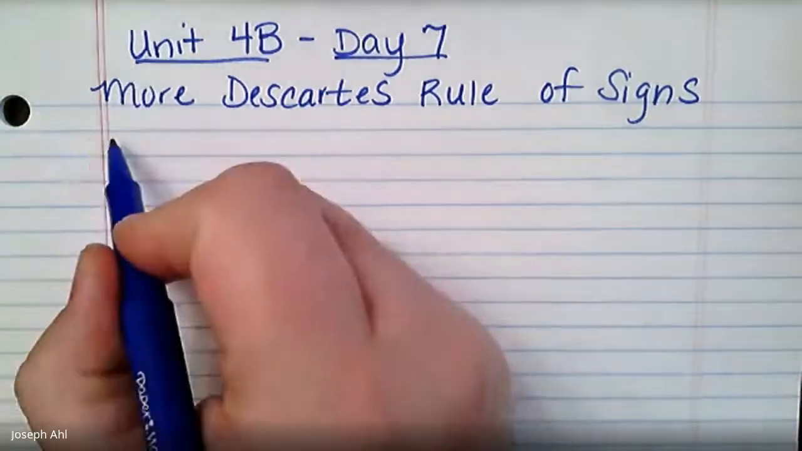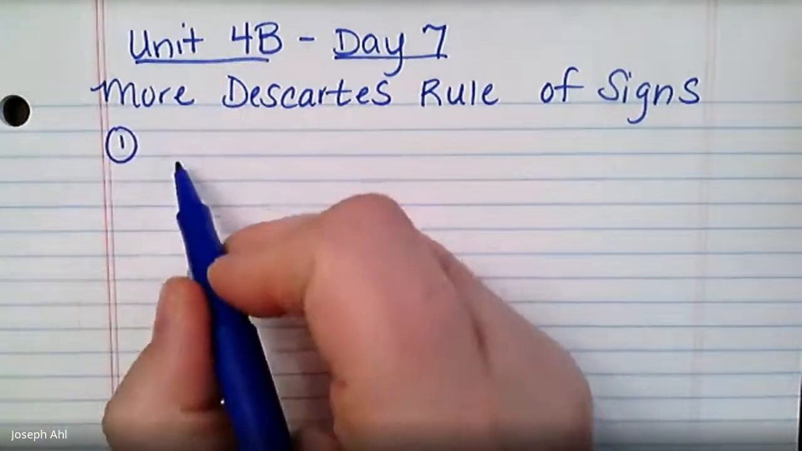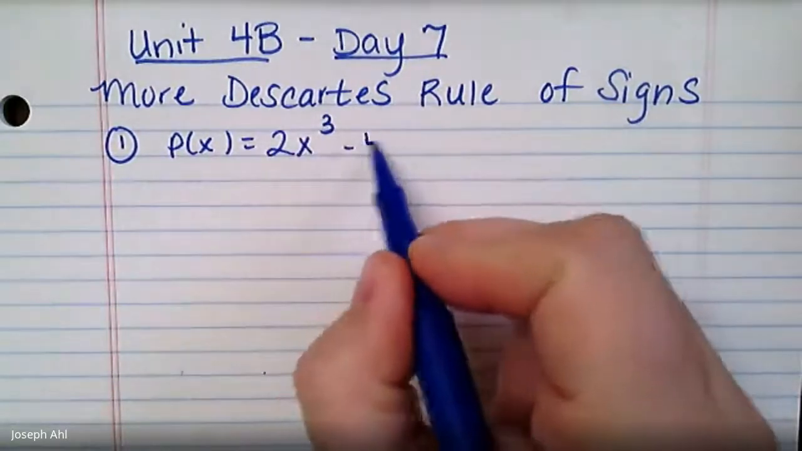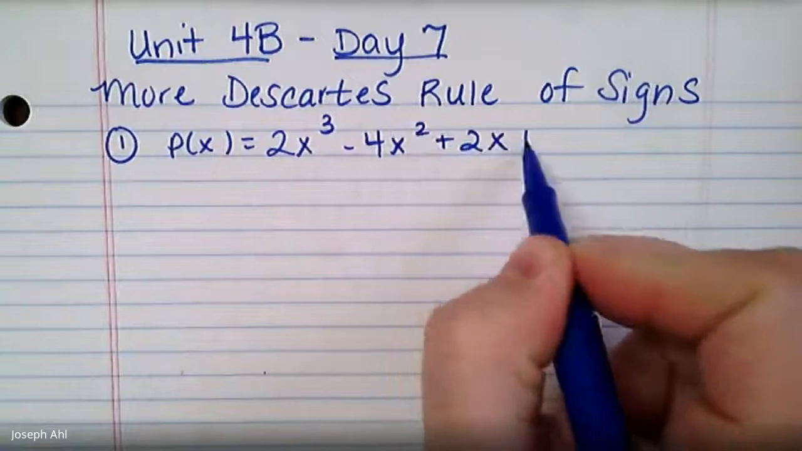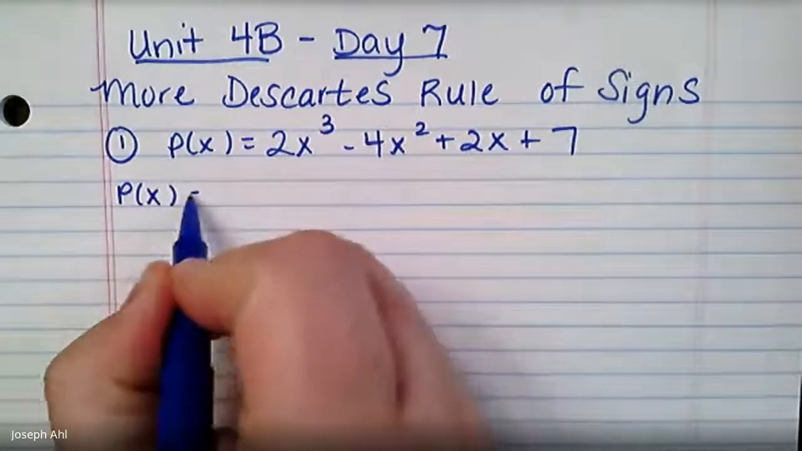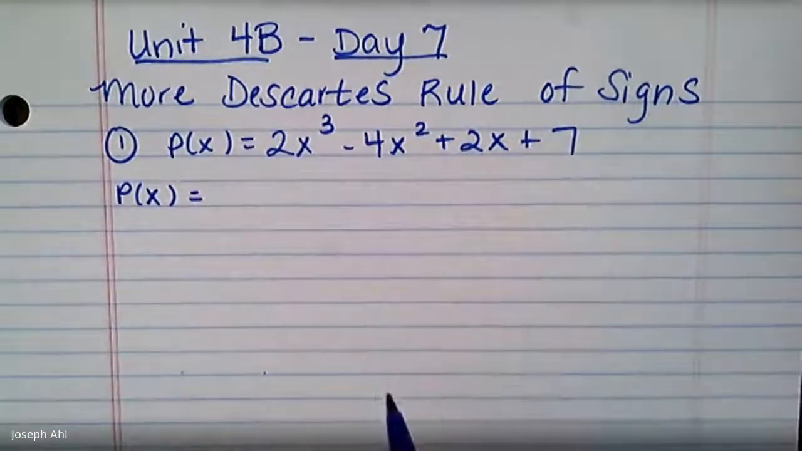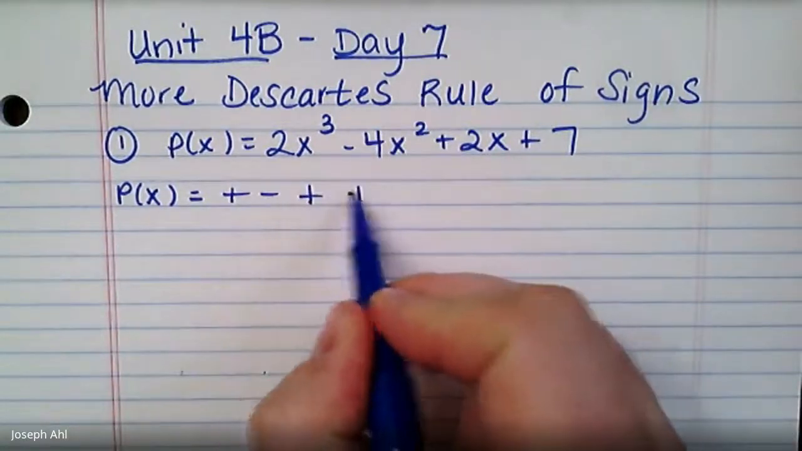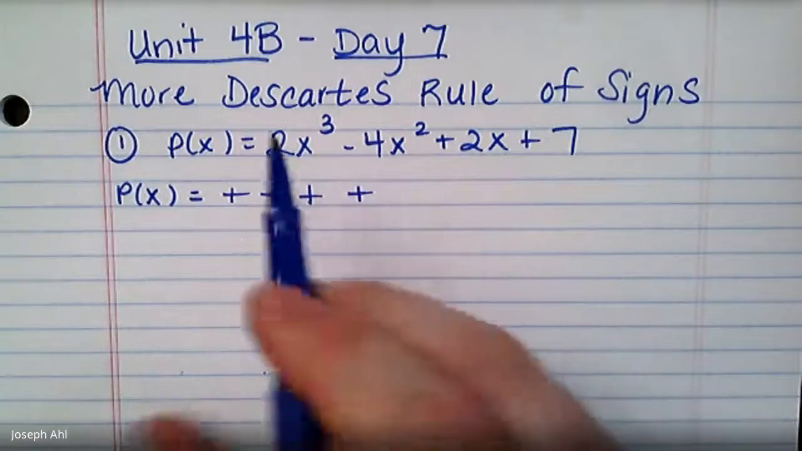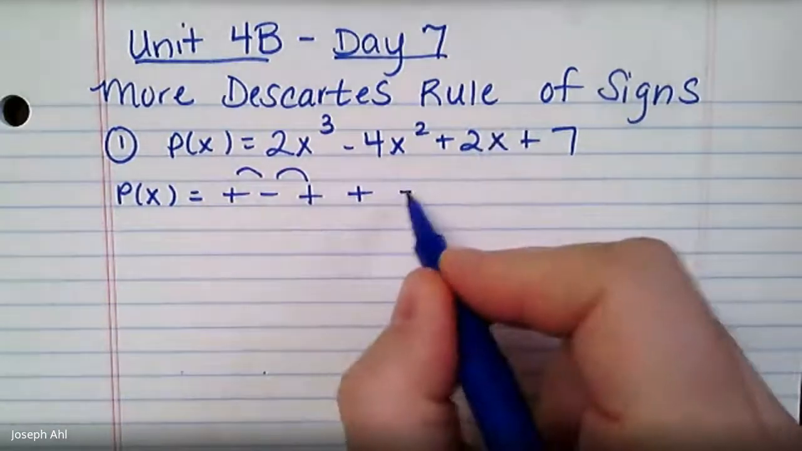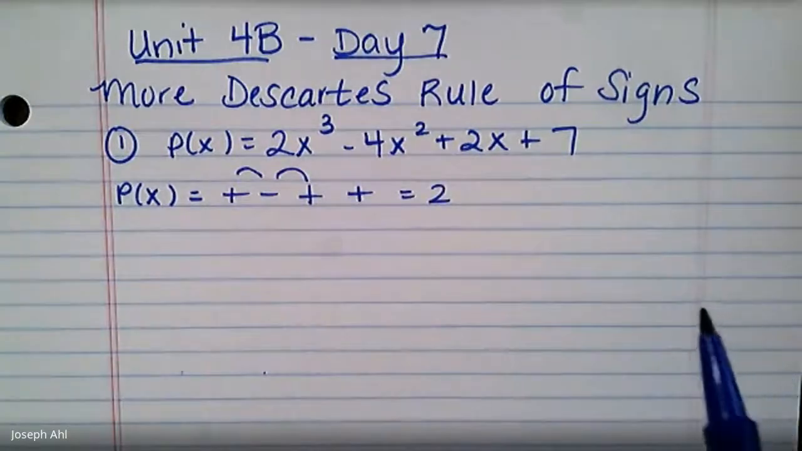So let's start with an example today of the polynomial p of x equals 2x cubed minus 4x squared plus 2x plus 7. If this is the polynomial function, what we saw yesterday in Descartes' rule of signs is we start by writing p of x, which is just the signs in the original polynomial: plus, minus, plus, plus. So how many sign changes do we see in p of x? We've got one in the beginning and then one from negative to positive. So we have a total of 2 sign changes there.